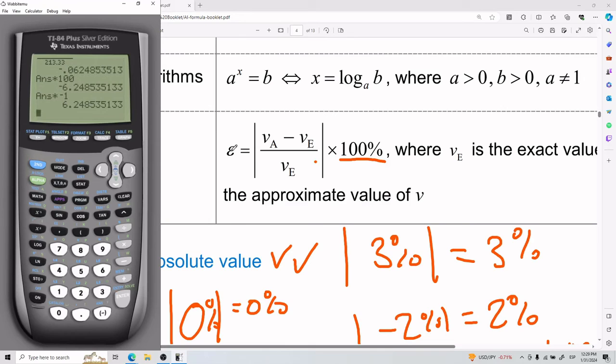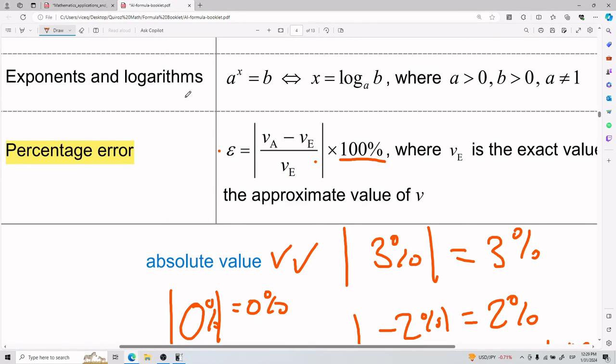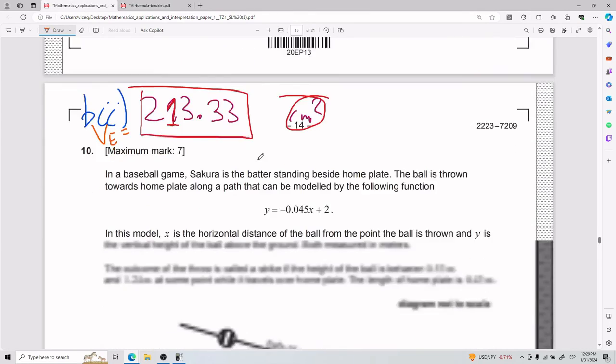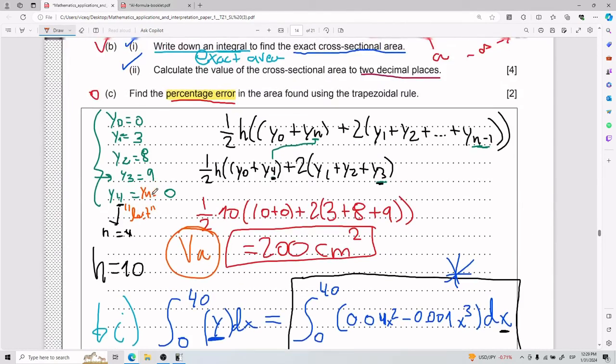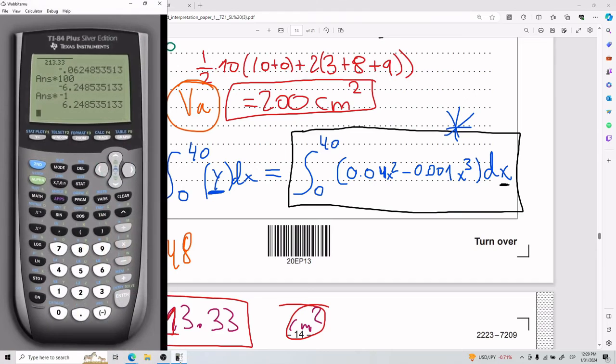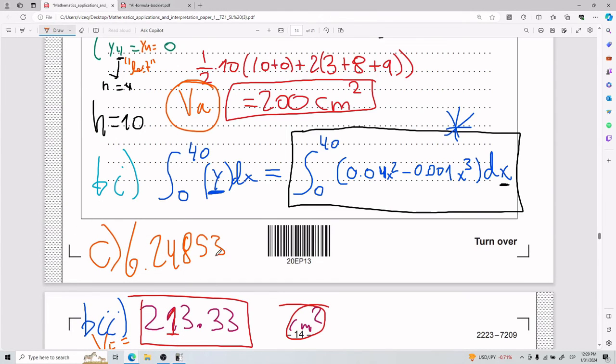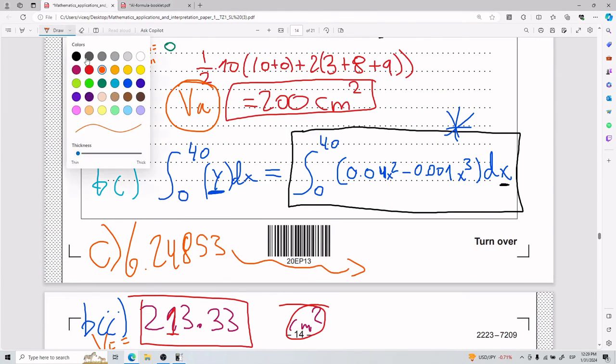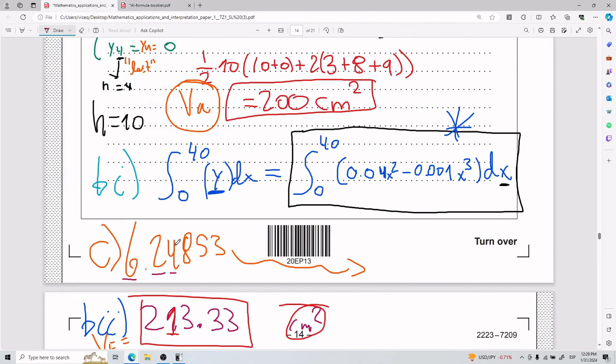Basically, your answer is going to be 6.248 blah blah blah percent. So, for your answer for part C, you're going to say that it's 6.248538, and so on. If you do 3 significant figures, you count 1, 2, 3. Do you round it up or down? It's an 8, so you round it up. You end up with 6.25%, exactly as the answer key shows.